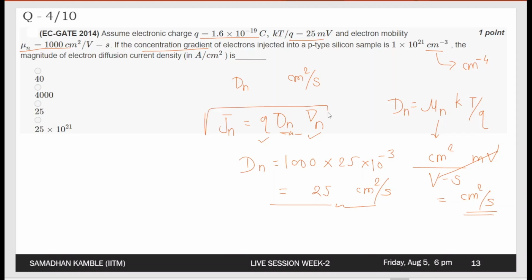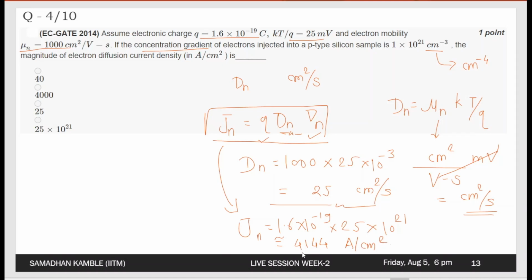So now you can substitute these values in the diffusion current density Jn, which is given as 1.6 times 10 to the power minus 19 for the charge, times the diffusion coefficient, in our case 25 centimeter square per second, and the gradient given as 10 to the power 21 per centimeter cube. If you just calculate it, we roughly get 4144 amperes per centimeter square.